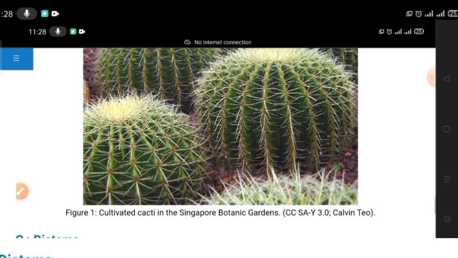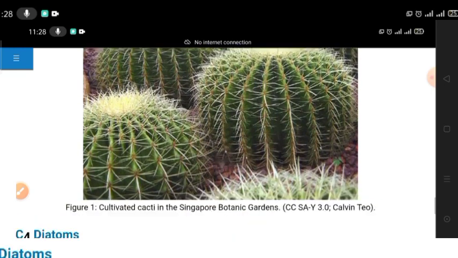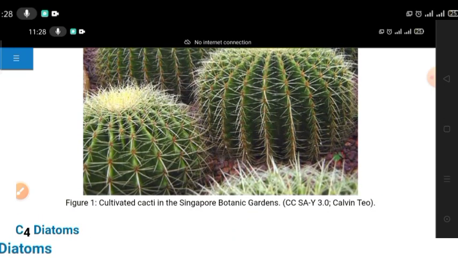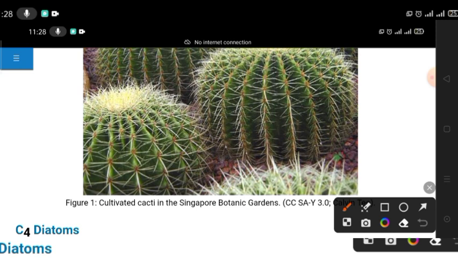This is a picture of a cultivated cactus in the Singapore Botanic Gardens.